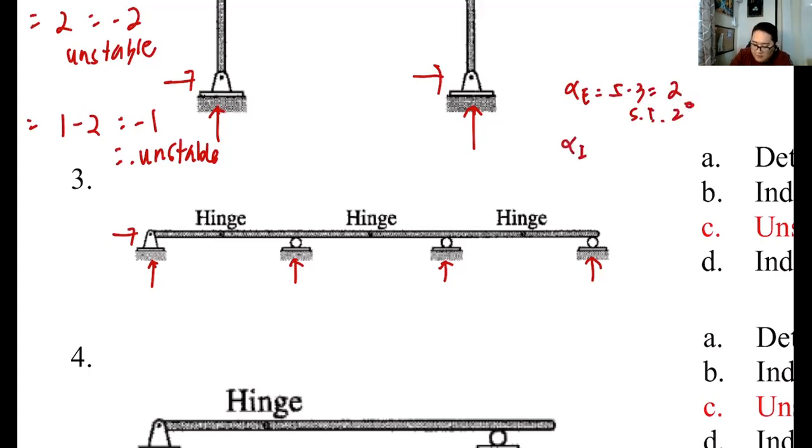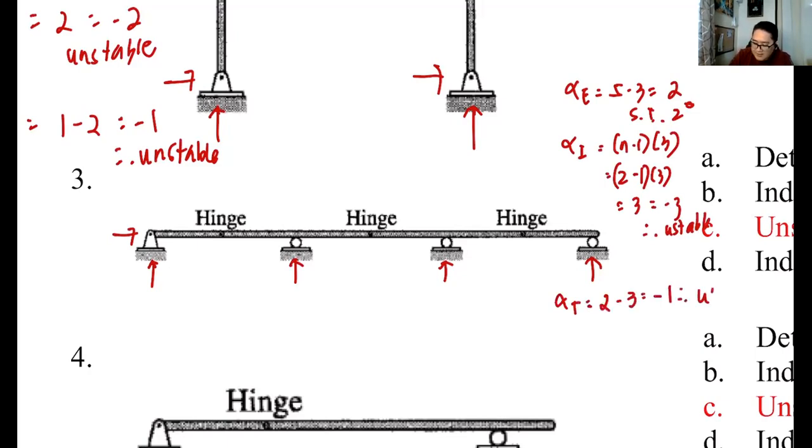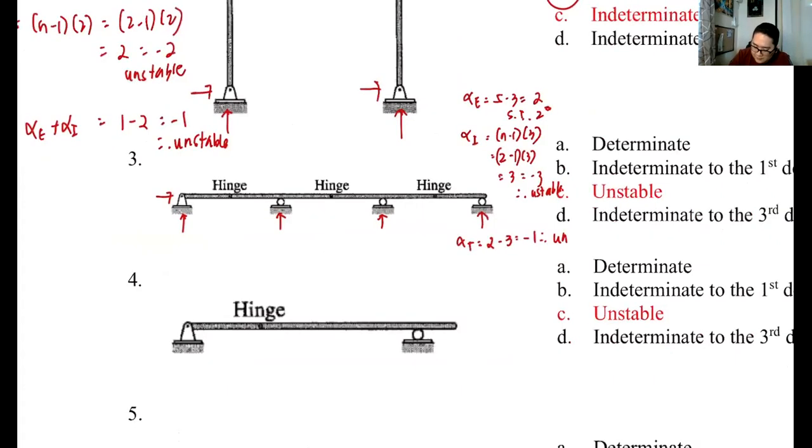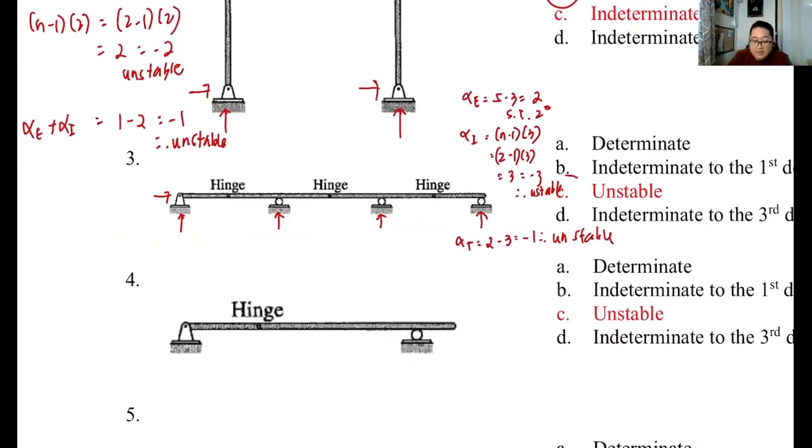For internal, we have 3 hinges. So n minus 1 times 3. So 2 minus 1 times 3 equals to 3 or negative 3. So unstable tayo for internal stability. Then for our total or overall, that will be 2 minus 3, negative 1. Therefore, tayo ay unstable. Okay? Yeah, letter C yung sagot natin dito.